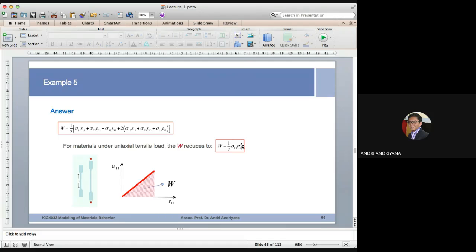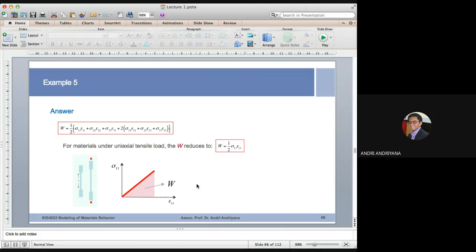Not sure. If we look at the unit here, you're right, it is Pascal. But it is an energy. How come energy has a unit of Pascal? Pascal is usually for pressure, for stress, but not for energy. And the area under the stress strain curve is the energy density, elastic energy density. Okay, so how to deal with that?